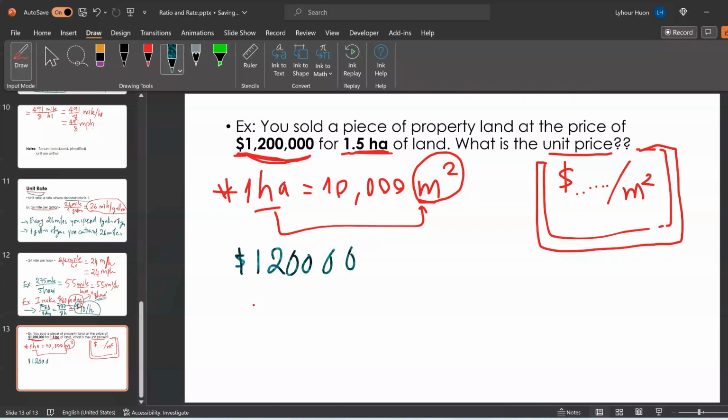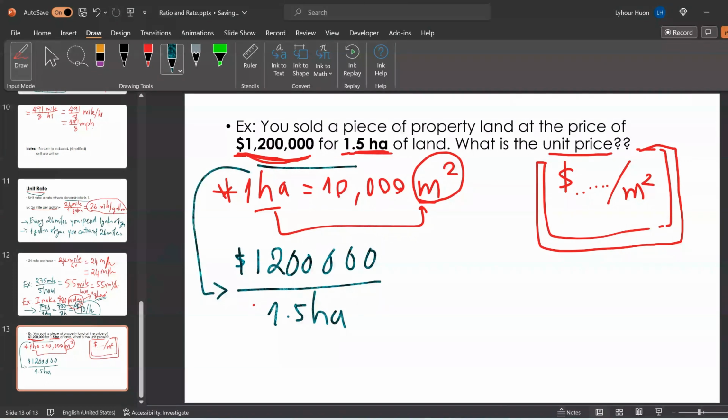You can write it like this. Wait, then don't we just write $2,000 by 10,000? Over, okay, step by step, over 1.5 hectare, right? From this hypothesis, we can write these fractions. Do you agree?